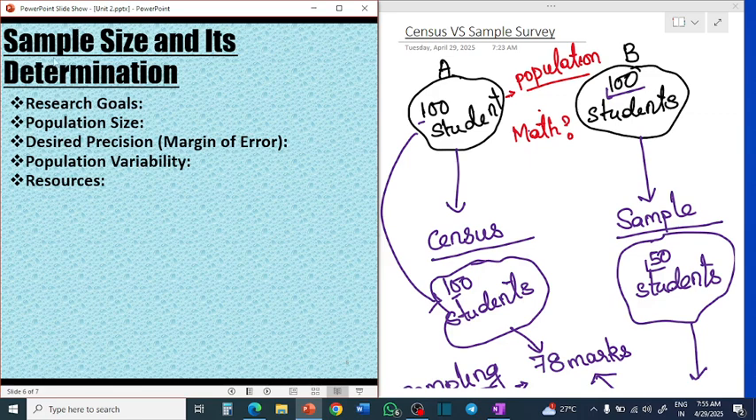Now we move on to the next topic. How will we determine the sample size?